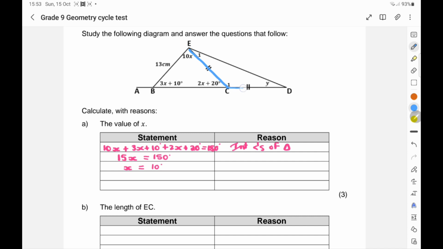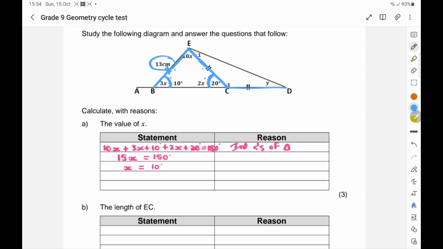We know that EC is equal to CD. That has been given. But now, how can I work out EC? The only measurement that I was given is here, which is 13 centimeters. So perhaps maybe if I go and replace the x value in that angle and the x value in that angle, it will perhaps give me, can you see, an isosceles triangle there as well. And that is because of opposite sides of equal angles are the same.